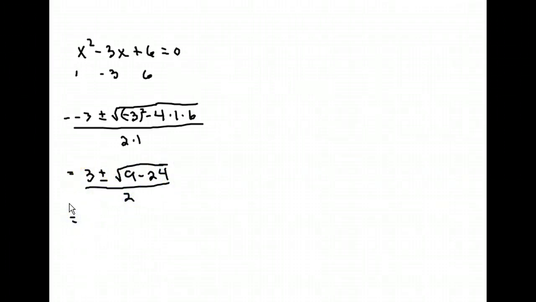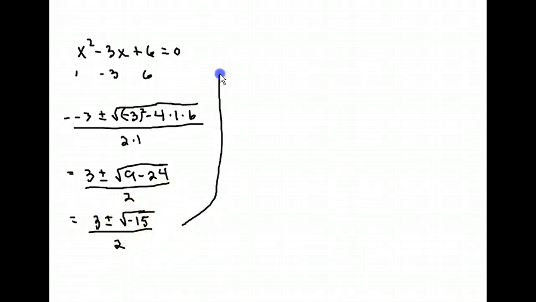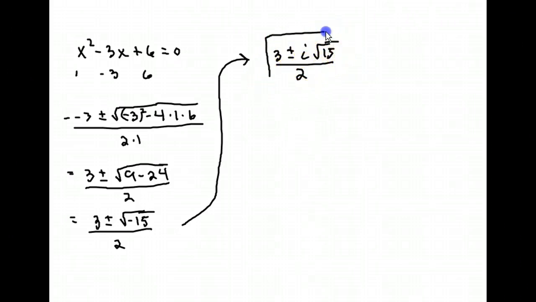Now, when you subtract 24 from 9, you're going to get a negative number. So this is 3 plus or minus the square root of negative 15 divided by 2. Whenever you have a negative number under the square root, it becomes an i on the outside. So what you're going to end up with is 3 plus or minus i square root of 15 divided by 2. So your two answers are 3 plus i square root of 15 over 2 and 3 minus i square root of 15 over 2. So let's see another one, a complex one.